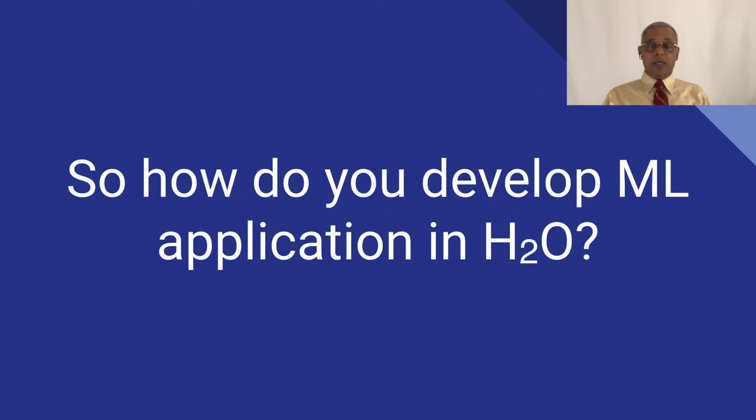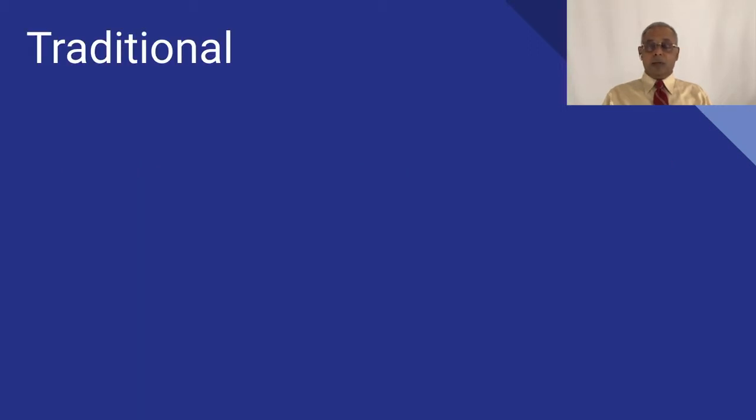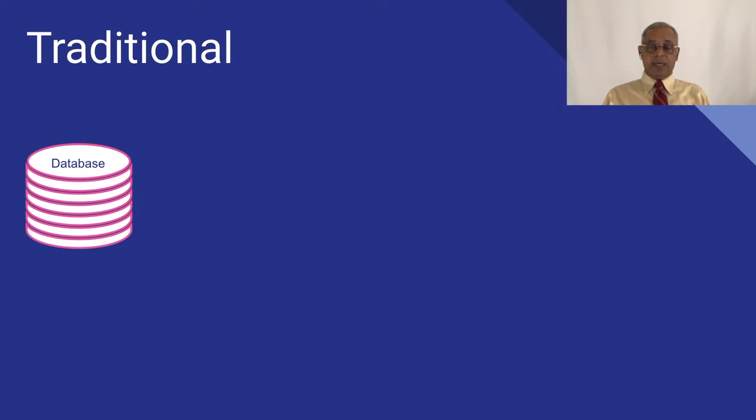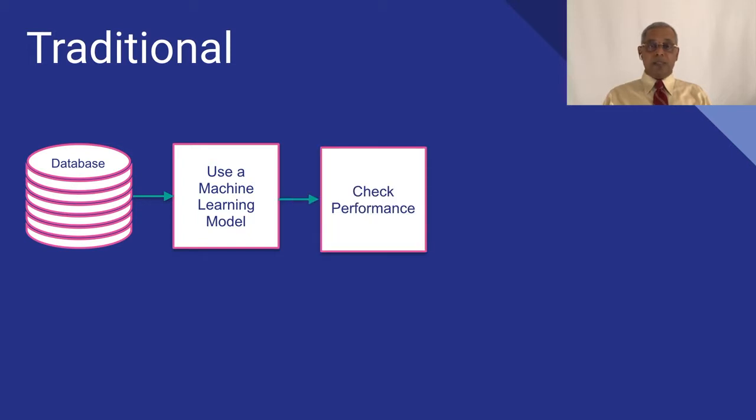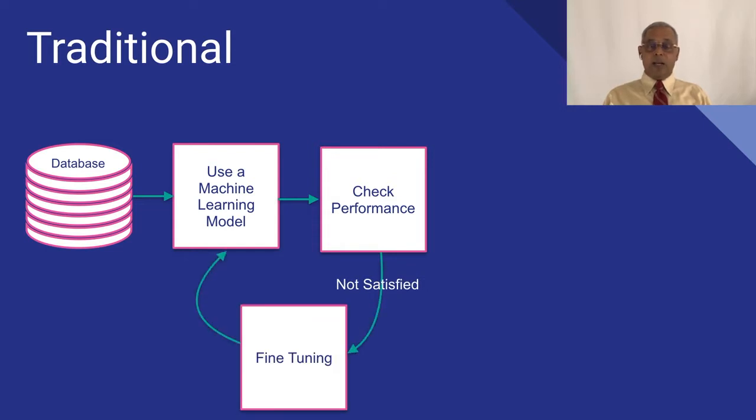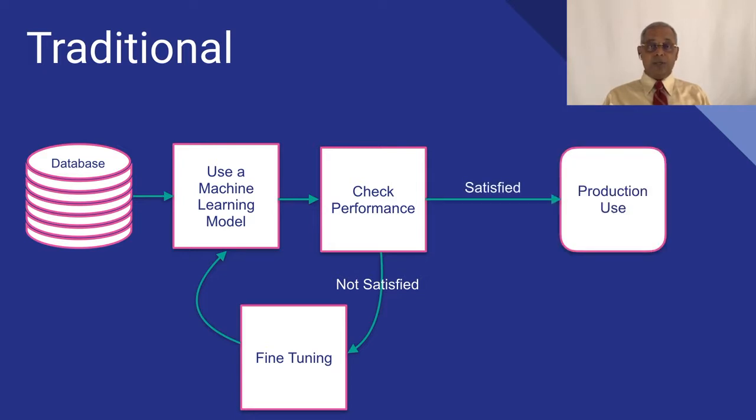So, the question now is, how do you develop ML applications in H2O? To answer this question, I will describe the three processes that you would typically follow in the development of machine learning models. First, let me talk about the traditional way of developing machine learning applications. You start with a database, use a machine learning model, and check its performance. If the performance is not satisfactory, do a fine tuning on the model and check the performance again. If not satisfied, iterate again. And finally, when satisfied, you put it to production use. This is the traditional way of developing machine learning models.